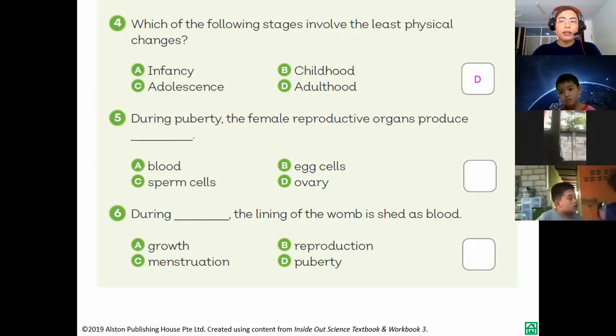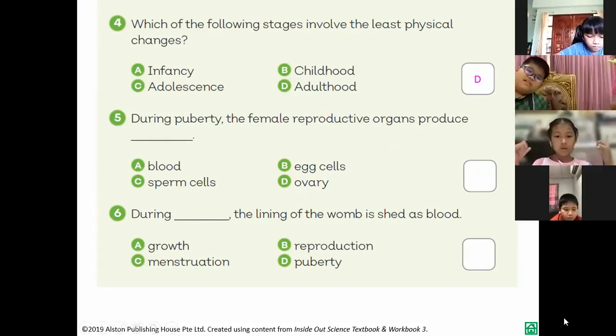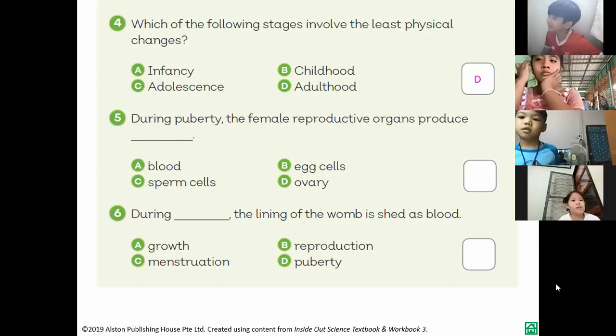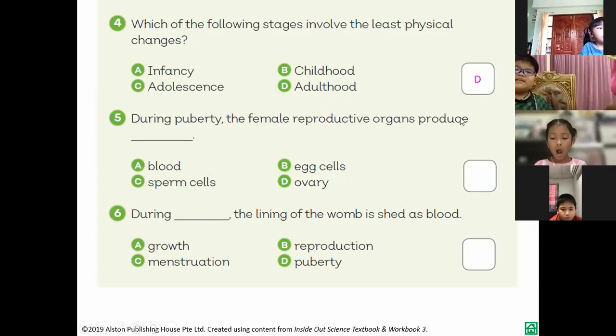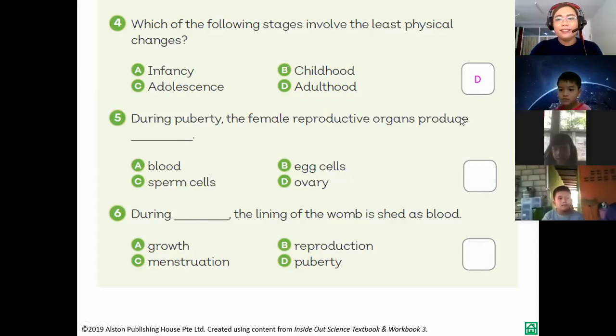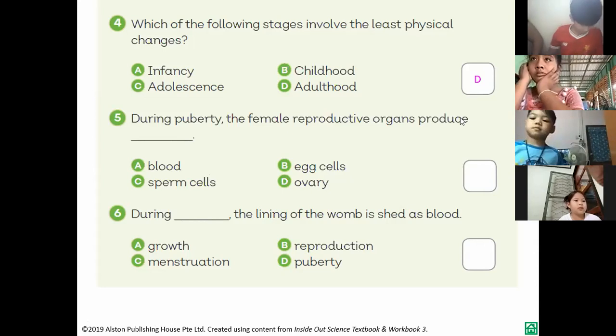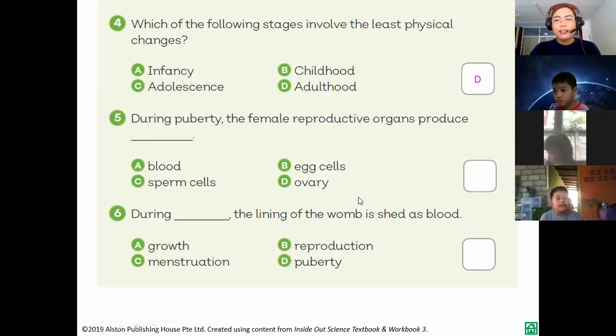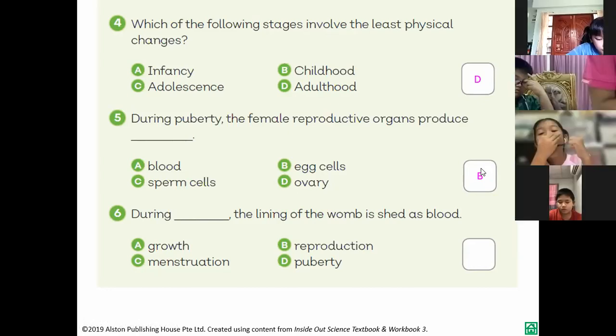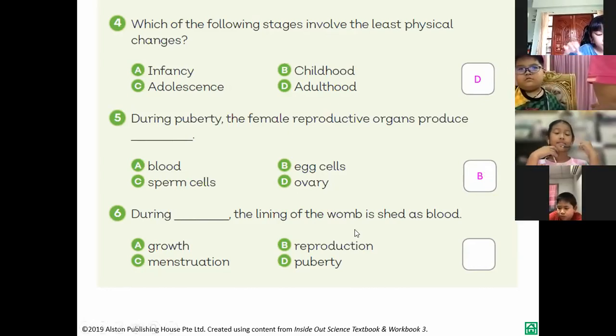What is your guess? What is the answer? A, B, C, or D? What do you think, class? Anyone? Just give it a try. So the answer for number 5 is B, egg cells. So you write the answer, letter B. Okay, let's proceed to number 6.